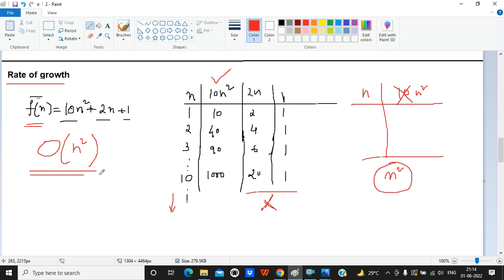For the higher values of n, not for the lower values of n, we are interested. We are especially interested when the upper bound of the input size is really big, say hundreds and thousands and millions of input size. How our algorithm is going to perform, that is our matter of interest. So that is called rate of growth.